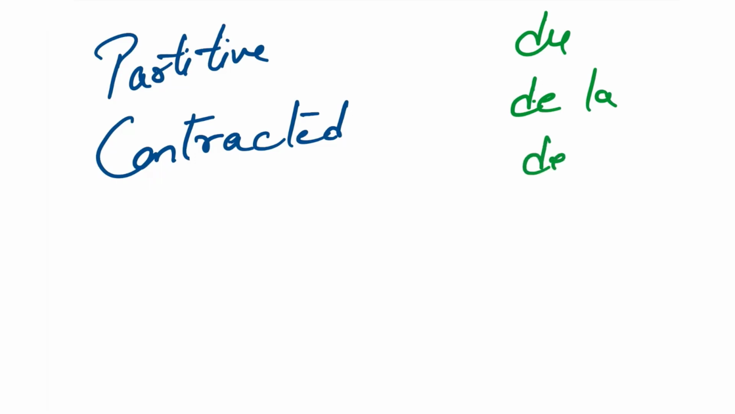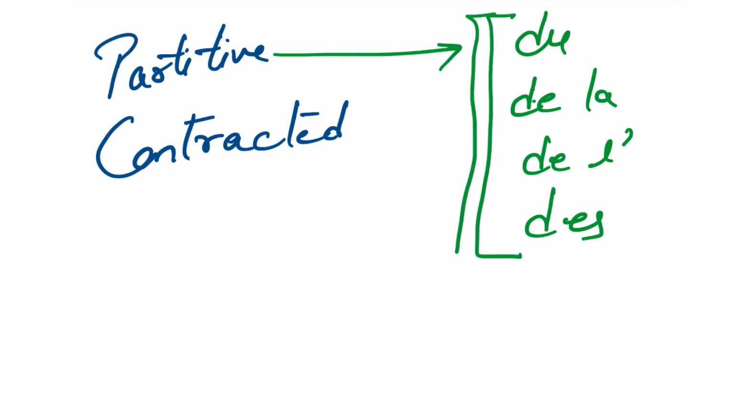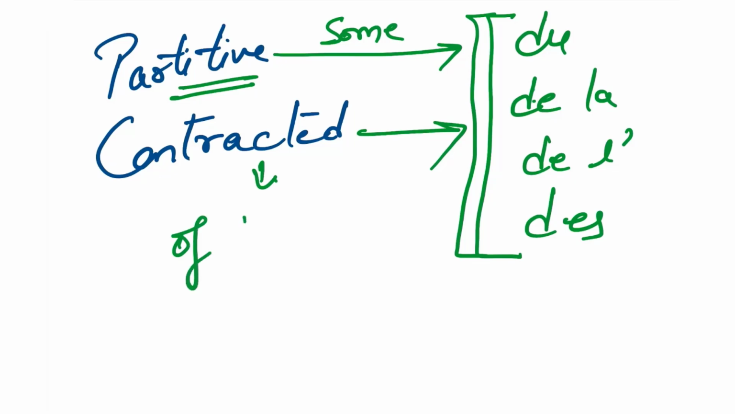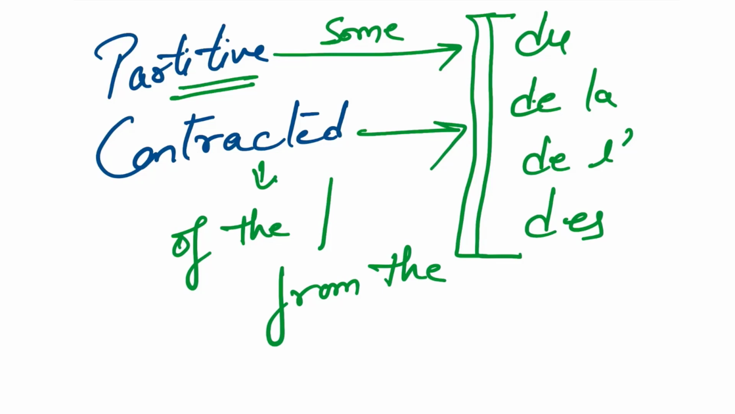I'd like to tell you one more thing here. Although the partitive articles and the contracted articles are the same, the meanings are totally different. They are du, de la, de l', and des. These four are partitive and these four are contracted as well. But for partitive, the meaning is some, and for contracted, the meaning is of the or from the. So you have to keep this in your mind.